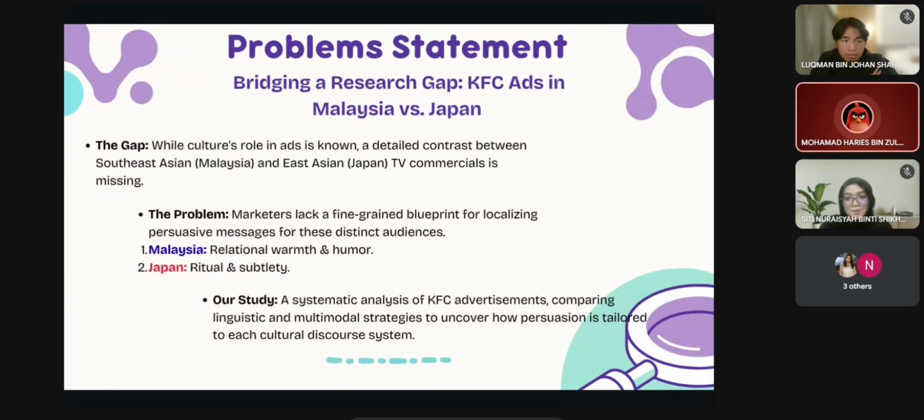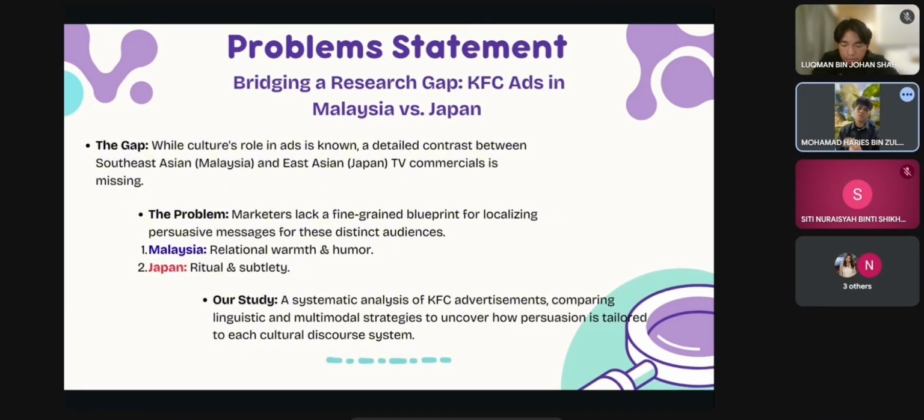So for the problem statement, we are bridging a research gap between KFC ads in Malaysia versus Japan. Let's start with a simple observation. A KFC commercial in Malaysia feels very different from one in Japan because we all intuitively know that culture shapes advertising, but our research identifies a crucial gap in understanding precisely how it works.